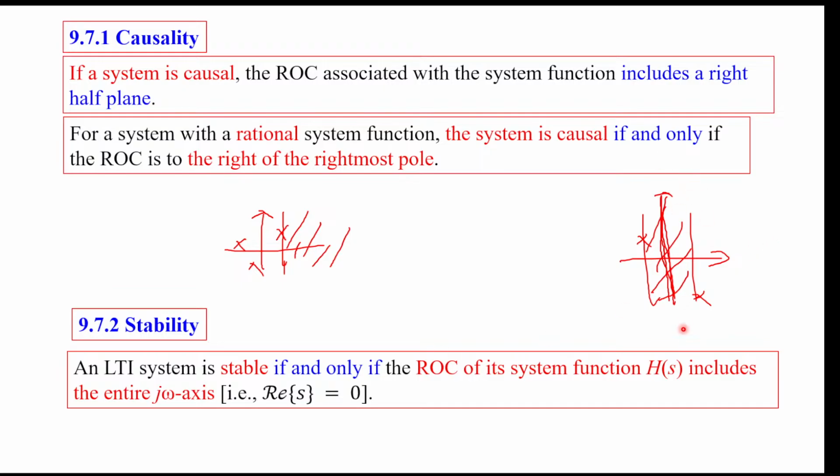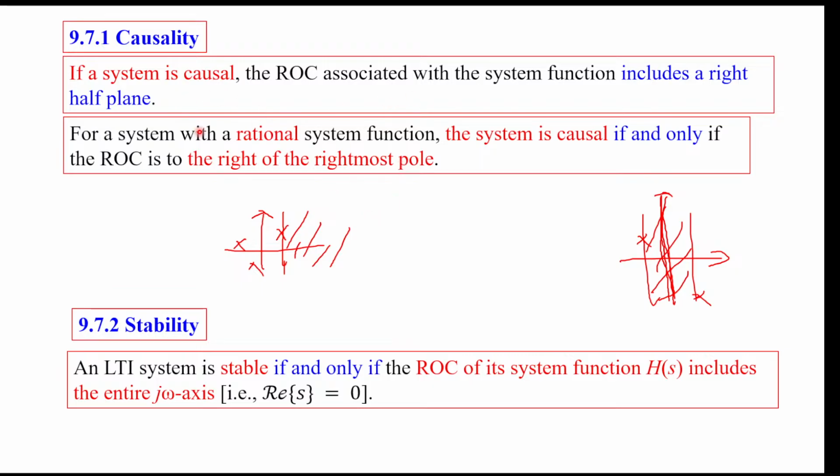So you see that to determine the causality and the stability, it's very simple. You have a very simple criterion. The condition here is just to look at the ROC. You don't even care about the algebraic part of your Laplace transform, or system function H of S. You only look at the ROC, then you can determine the causality and the stability.